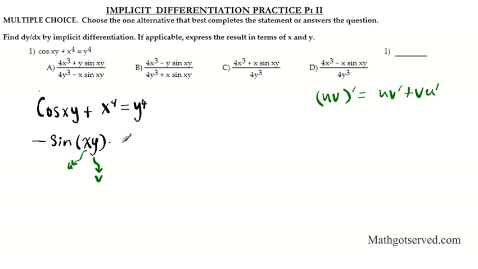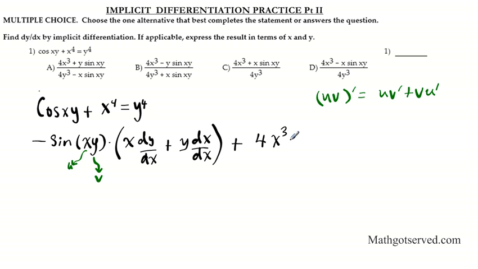Alright, so the derivative of xy is going to be u, which is just x, times v prime, which is dy/dx, and then plus v, which is y, times the derivative of x, which is simply dx/dx. We're multiplying this outer derivative by this inner derivative due to the chain rule. Now if you differentiate x to the fourth using the power rule, you have 4x to the third dx/dx. And then on the right side, you apply the power rule to differentiate y to the fourth. You have 4y to the third dy/dx.